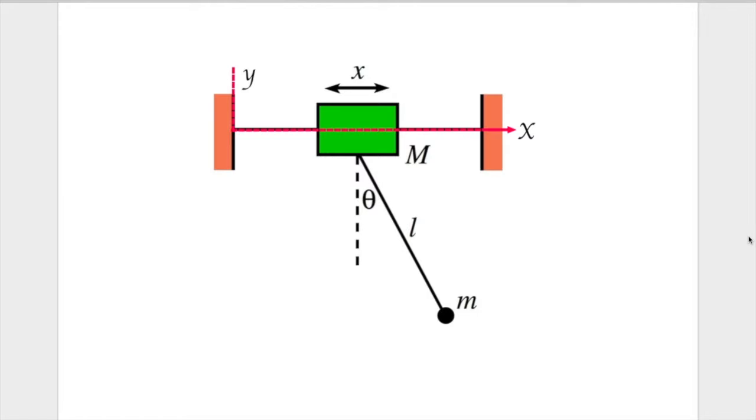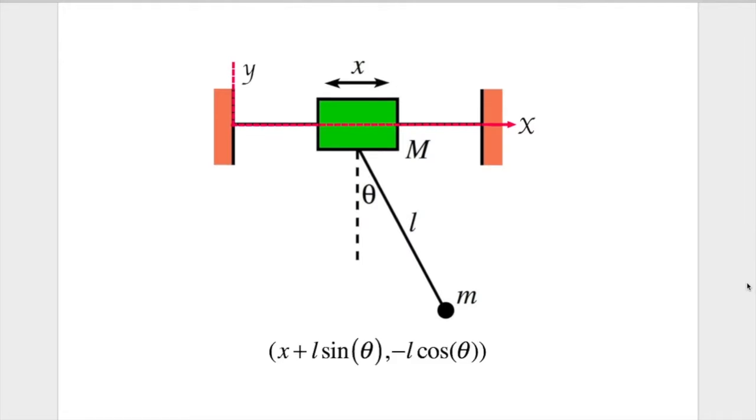The first thing we do is we set up the coordinate system. As shown in the figure, the horizontal axis is the x-axis and the y-axis is going up. So there's no y component for the support big M, and the pendulum has the coordinates x plus L sine theta and minus L cosine theta.